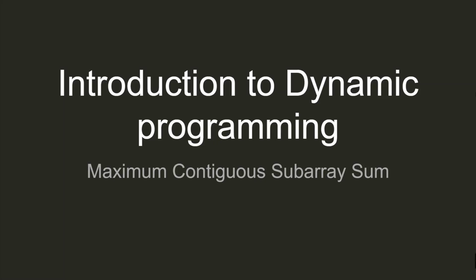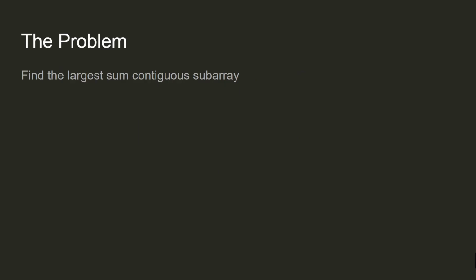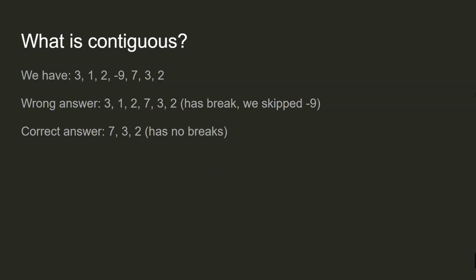Now let's look at another problem. Find the largest sum contiguous subarray. Contiguous means that the subarray will not have any breaks. For example, we have an array 3, 1, 2, -9, 7, 3, and 2.